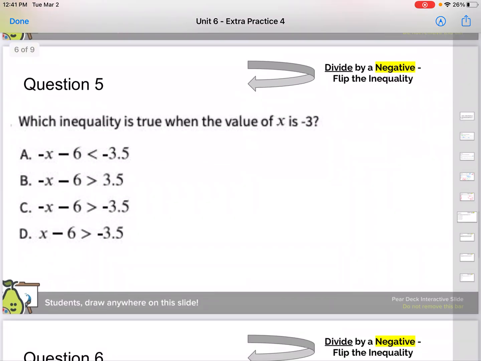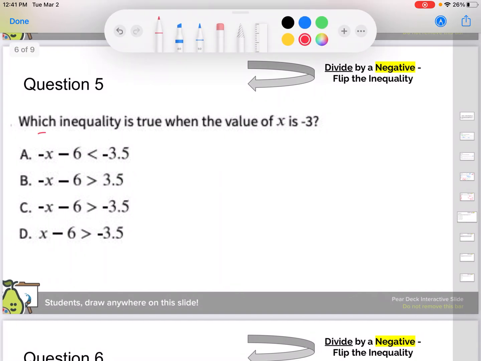All right, which inequality is true when the value of x is negative 3? Well, I'm just going to have to try them all out. So a negative times a negative is going to make a positive. So is 3 minus 6 less than negative 3.5? Well, 3 minus 6 is going to be negative 3, and that's not less than negative 3.5. Okay, because negative 3 is closer to 0. Think about it as in if it was 3 degrees below 0, it would be warmer than it was if it was negative 3.5 degrees below 0.